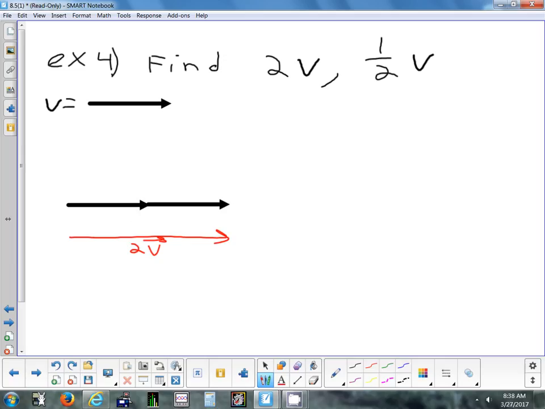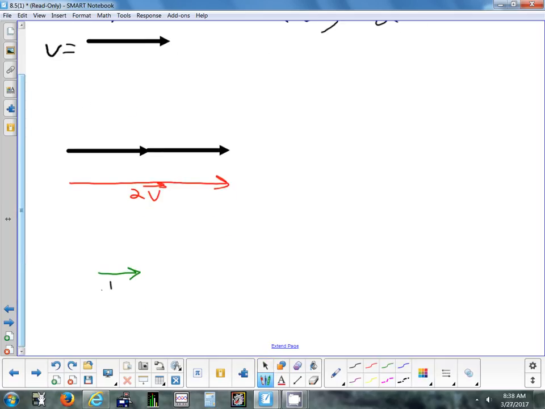Okay, and for the 1/2 v, I don't really have a good way to sketch that exactly. I just kind of have to estimate it. So 1/2 v, probably about like that. And notice when I put the vector symbol on it, it doesn't go over the 1/2. The 1/2 is a number times the vector. We also don't usually put any symbol between the 1/2 and the v.